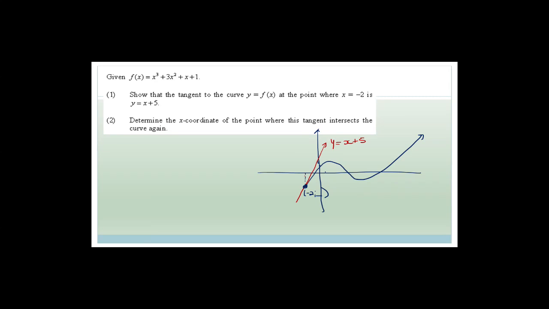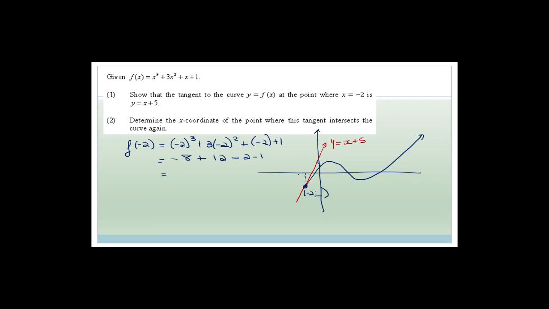Yes, we do. So let's do that. So we're going to go f of minus 2 is equal to minus 2 cubed plus 3 times minus 2 squared plus minus 2 plus 1, which is going to be negative 8 plus 3 times 4 is 12 minus 2 minus 1. 12 minus 8 is 4. Okay, so this is actually a positive value.